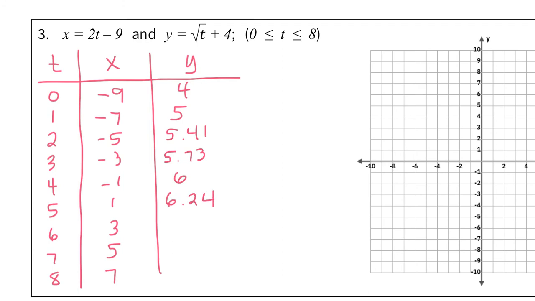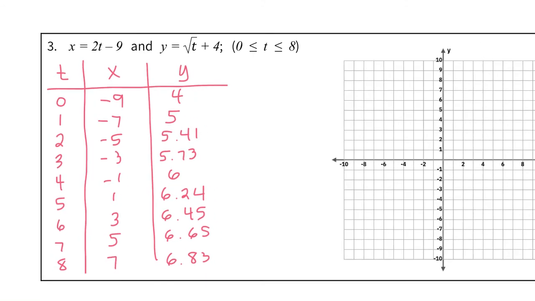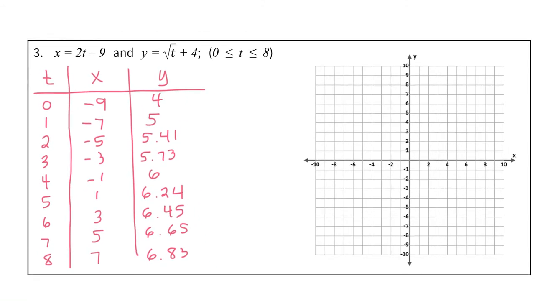Tell you what, let me just give you all the values for the rest of them. Okay. So realize that these are not exact. I was rounding to 2 decimal places here. But we're going to graph these to the best of our ability. So let's see what we can do here.